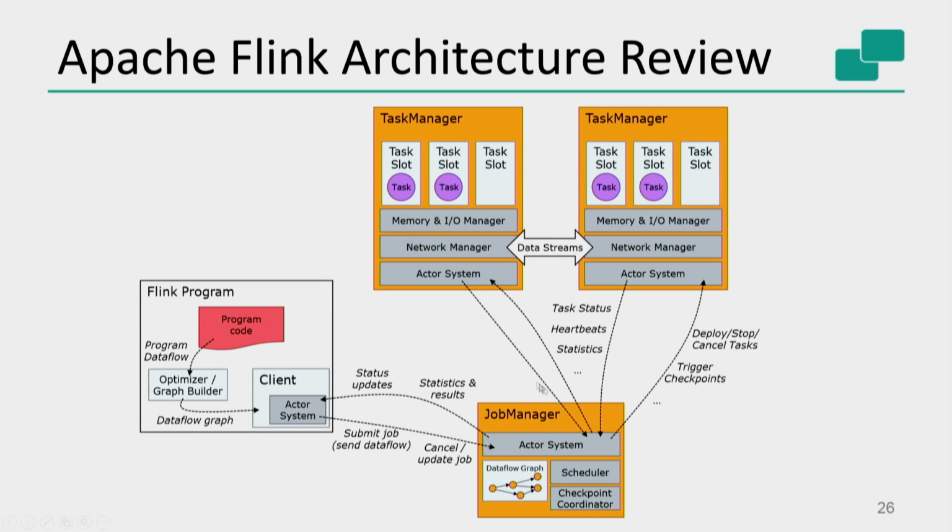And it sends calls to the task managers, the workers, to execute certain tasks. The task managers then execute the tasks in their resources. There's a network manager which handles streams being exchanged between task managers. That handles all the things like stream multiplexing, establishing connections and tearing them down, and so on.